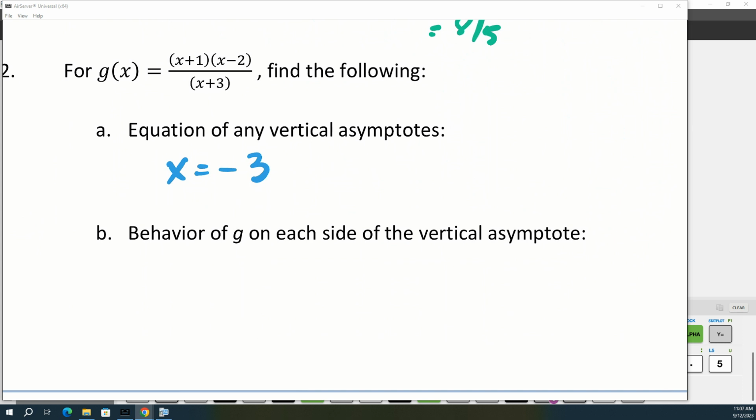Wait, I have a question. What if you had 2 parentheses on the bottom and all 4 of them were different? Then you'd have 2 vertical asymptotes. Yeah, you can have multiple asymptotes and multiple holes. It's fine.